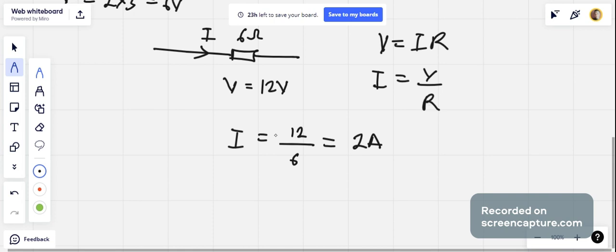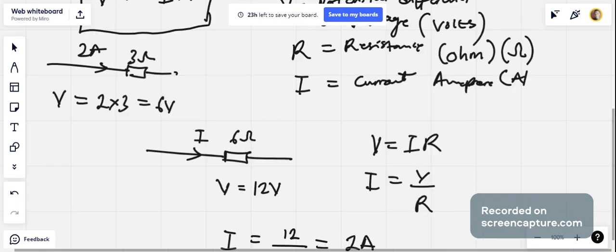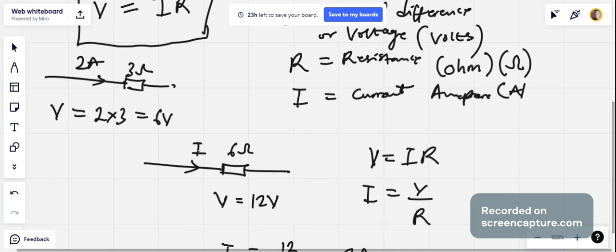So basically that's what we use Ohm's law to do, to be able to do some analysis between resistors, current through resistors, and the voltage across resistors.